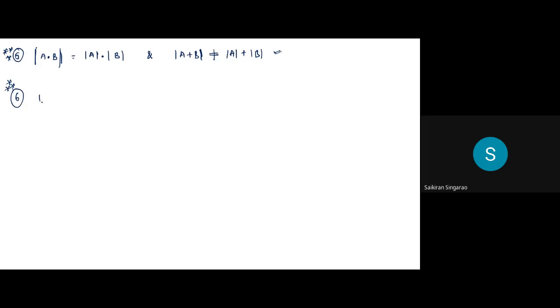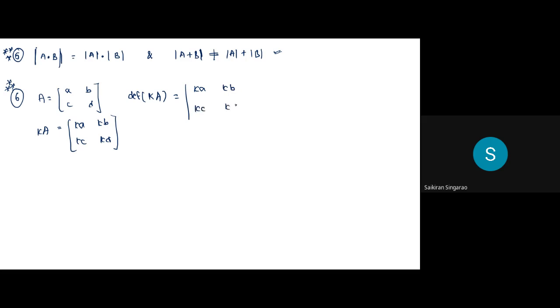So here it is like this. If A is, say, A, B, C, D, then determinant of kA matrix. What will be kA matrix, sir? k is some constant. kA will become what? kA, kB, kC, kD. So it will become determinant of kA, kB, kC, kD. For this you have to put determinant.